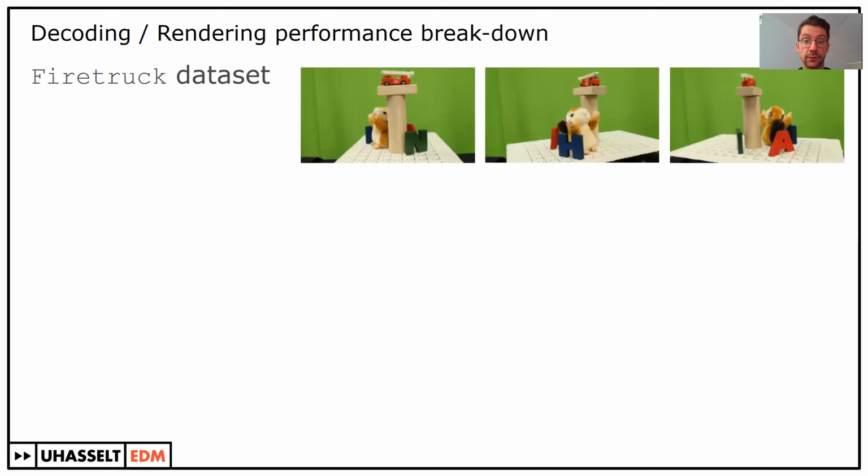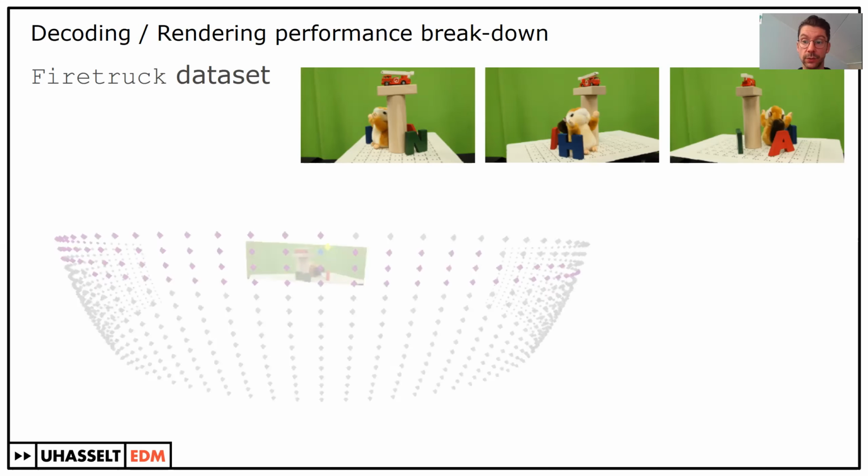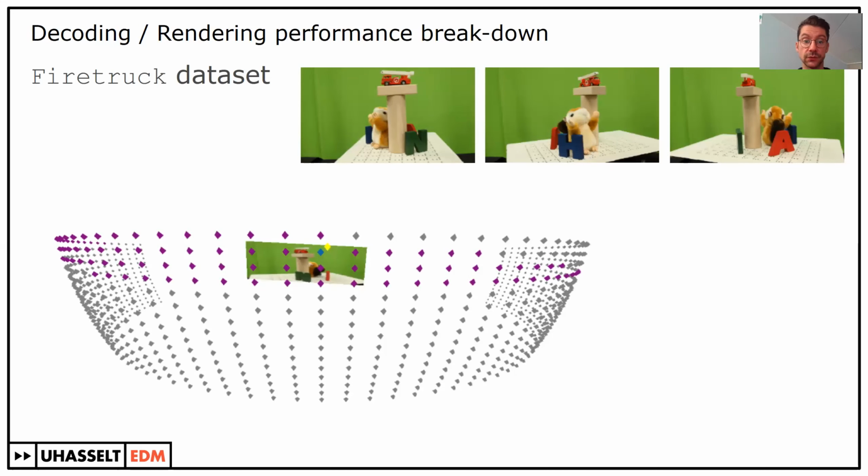The first part of our performance evaluation is a breakdown of the decoding and rendering overhead of our proof of concept implementation. For this, we used a fire truck dataset. This dataset depicts a toy fire truck and some other playful artifacts, as you can see in the 3 sample source views on the top of this slide. The graphics below illustrates the source view layout.